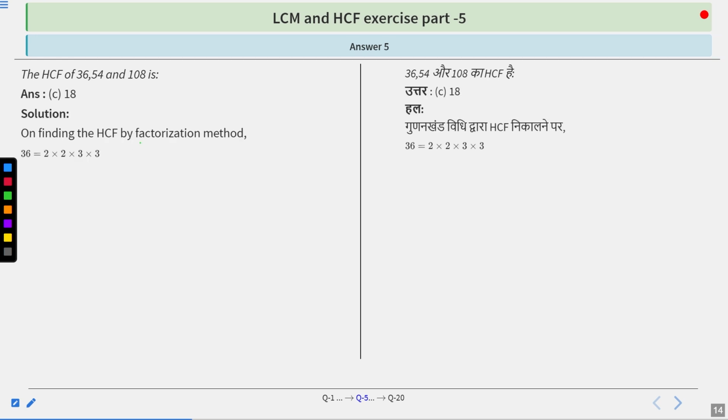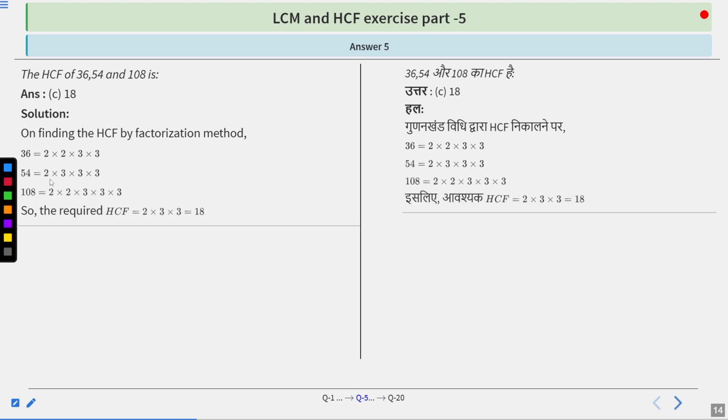Now, we can use the factorization method. Factors of 36 are 2 into 2 into 3 into 3. 54 has factors 2 into 3 into 3 into 3. And 108 has factors 2 into 2 into 3 into 3 into 3. Now, to find out the HCF, we can see that 2 is present everywhere. But the least power is 2 raised to power 1. So 2 raised to power 1 is taken into consideration.